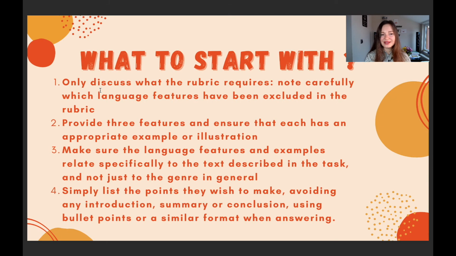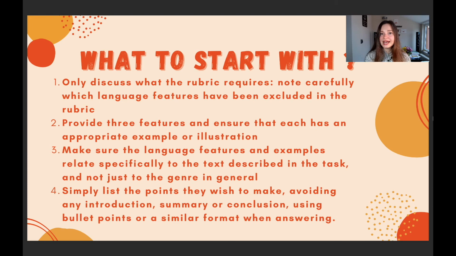What to start with? First of all, only discuss what the rubric requires. Note carefully which language feature has been excluded in the rubric, what we were discussing previously. You remember, we were talking about the layout and the structure, and also there was some part about the lexis related to development and education. Those two were excluded from the example answer because they have been already mentioned in the task.